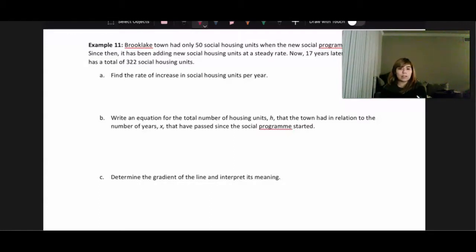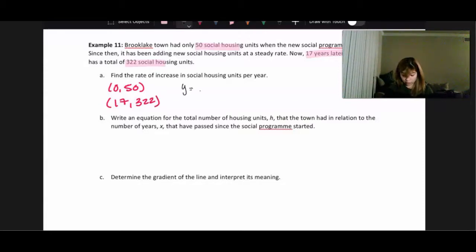Now, anytime you see rate of increase or anything like per, you know you're talking about gradient, not slope. Gradient. And they don't give us the equation of this line. We have to figure it out. Something we know is that 17 years later, we have 322 social housing units. And at year 0, when we're first marking our time, we only have 50. So we have 2 points, (0, 50), and then 17 years after the social program, 322. Since we have 2 points, we can find the gradient. That's just the gradient formula.